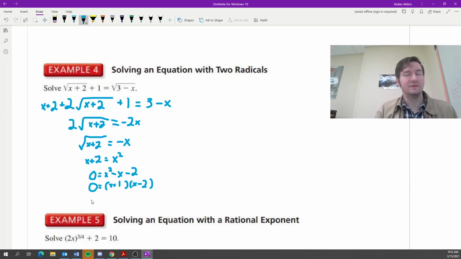So one of our solutions, again, ignore the bell, guys. Sorry about that. All right, so one of our solutions will be negative 1, because negative 1 plus 1 is 0. And our other solution will be 2, because 2 minus 2 is 0.